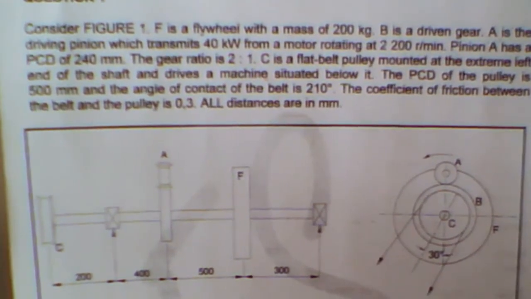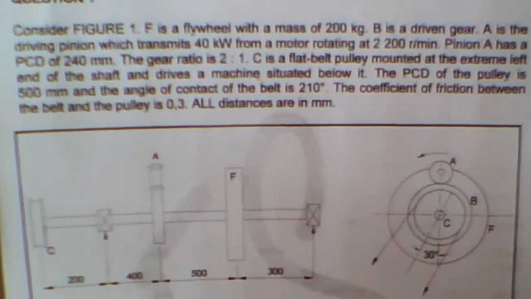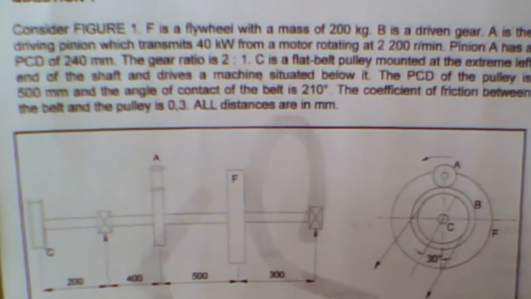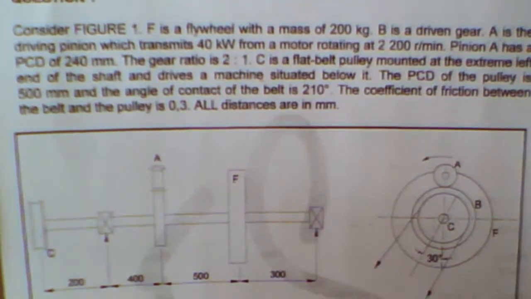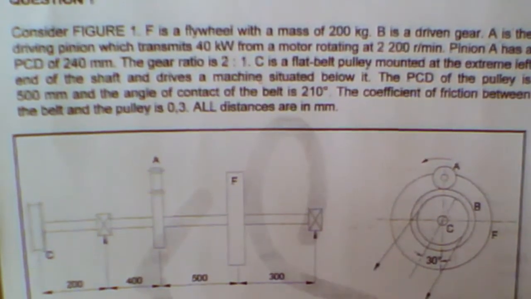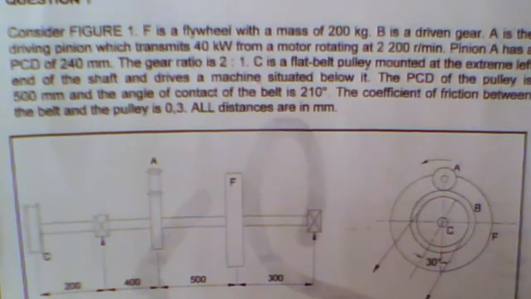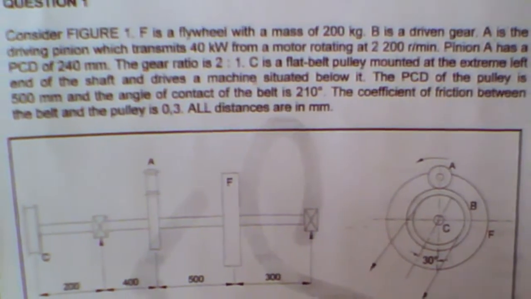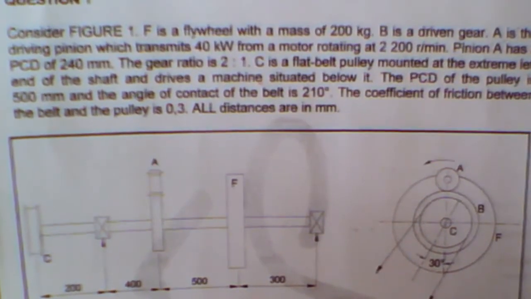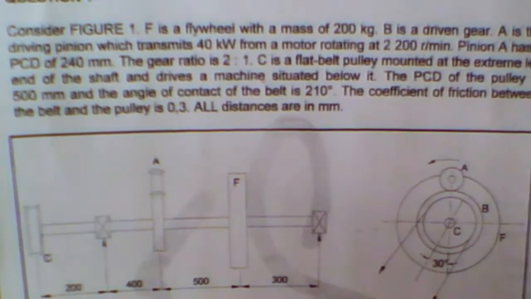F is a flywheel with a mass of 200. B is a driven gear. A is a driving pinion which transmits 40 kilowatts. So A and B are meshing together. This pinion transmits 40 kilowatts from a motor rotating at 2,200 revs per minute. Pinion A has a PCD of 240 millimeters. The gear ratio between the two gears is 2:1.